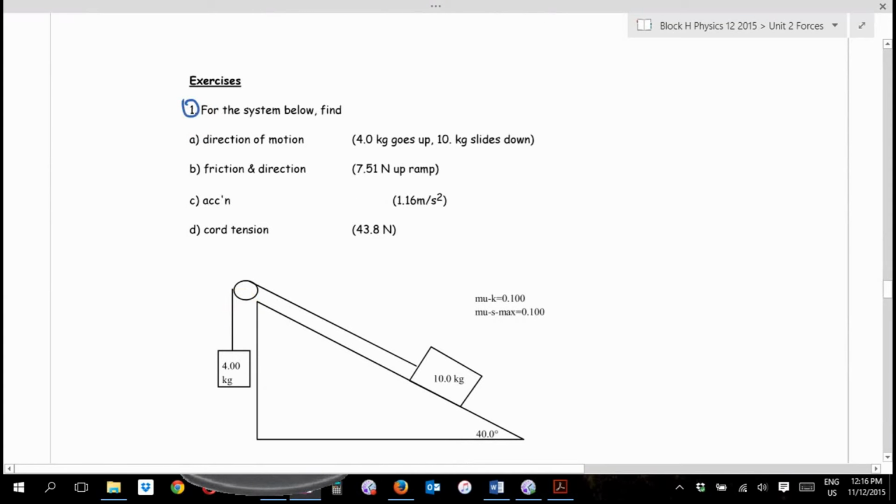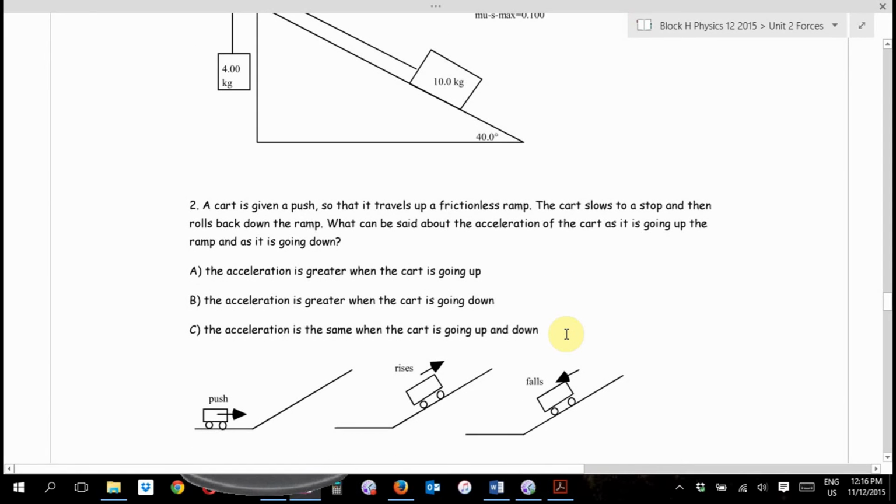Number 1 is fine. Now, number 1, they gave you, if you look really close, mu k and mu static, mu kinetic and mu static. But you notice it's the same number for both. This is me saying, just pretend there's one type of friction. Mu is 0.1. Why didn't you put the symbol? Because it was tough to find when I was typing. 2 is good.